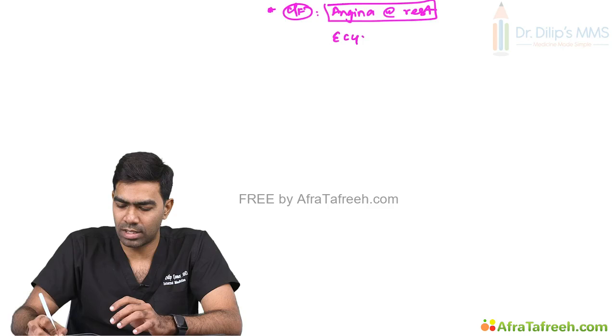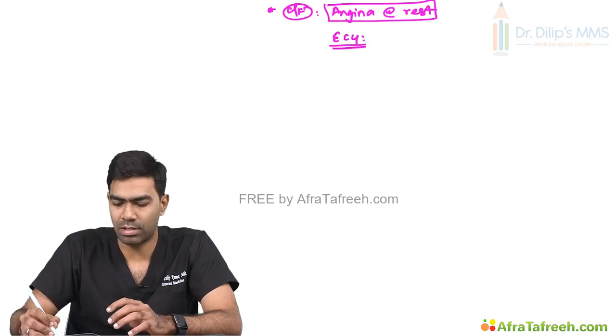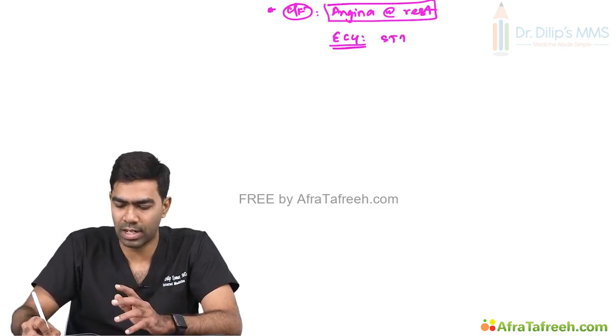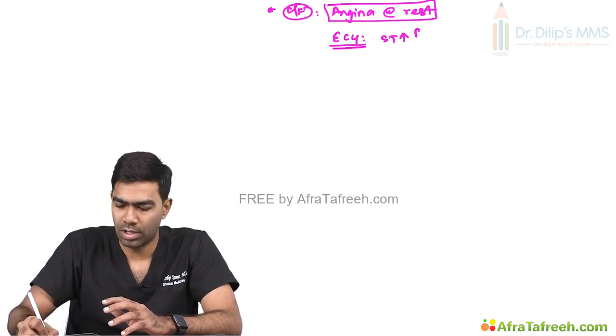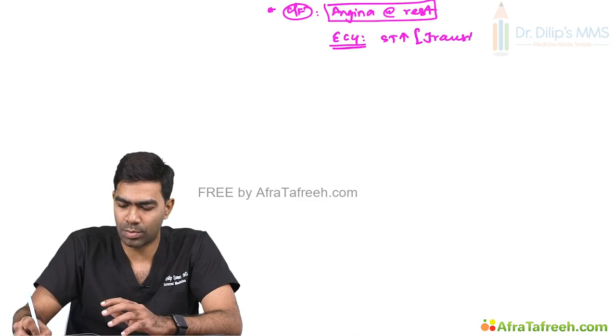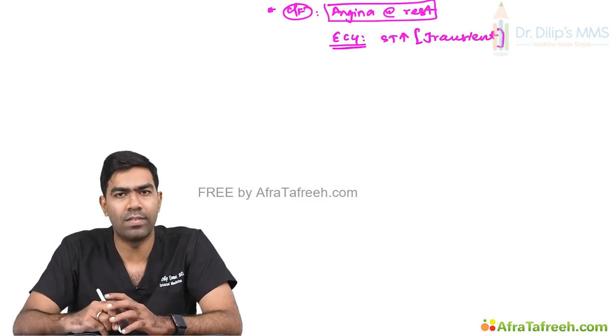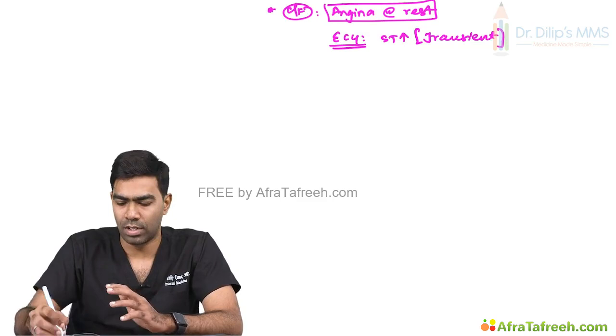And if you take an ECG in these patients, there might be some changes. For example, an ST elevation might be seen, which is quite common. And usually it will be transient and reversible. Once the vasospasm is relieved, the ST elevations also will be relieved.